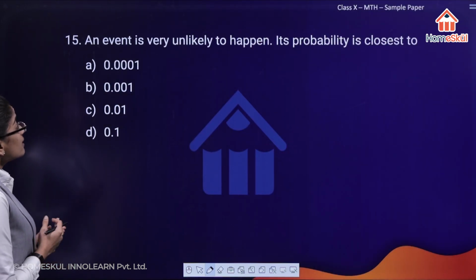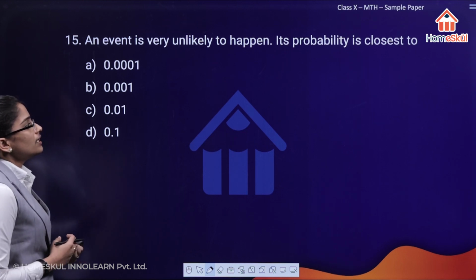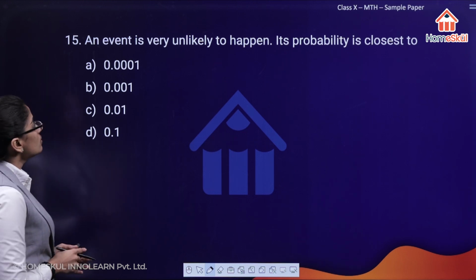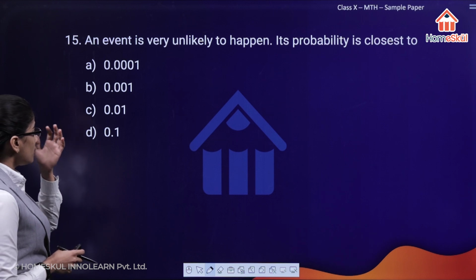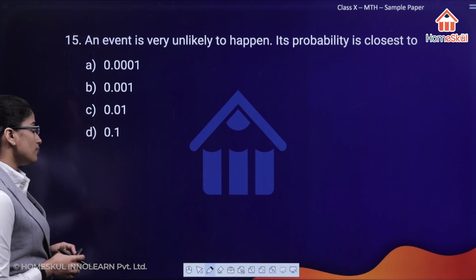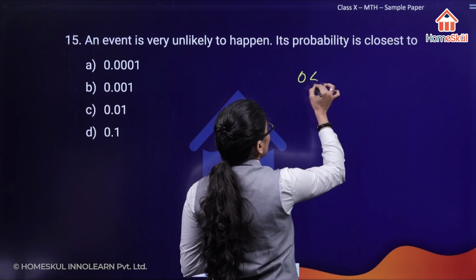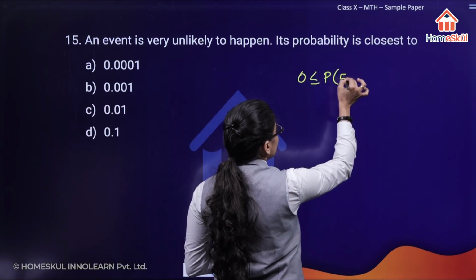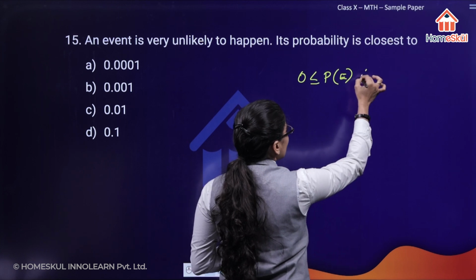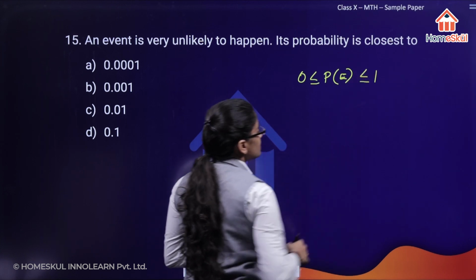15th question. An event is very unlikely to happen. Its probability is closest to 0.001, 0.001, 0.01, 0.1. What is the range of a probability of an event? If we are taking E as the event, the range is 0 less than or equal to P of E less than or equal to 1, isn't it?